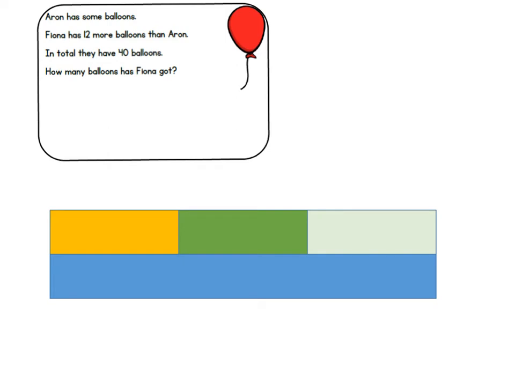So if we look at the bar model here, we can say that Aaron has some balloons, but we don't know how many Aaron's got. So I'm going to draw an A in Aaron's section here, and Fiona has some balloons, but she's also got 12 more than Aaron has. And what we really want to find out, the question asks, how many balloons has Fiona got?